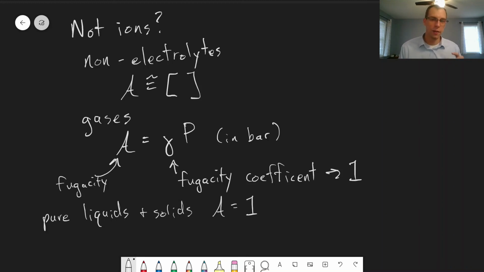And in our final video for Chapter 8, we're going to look at an example of actually using activity coefficients in a solubility product calculation to show how you would actually use this in an equilibrium calculation.